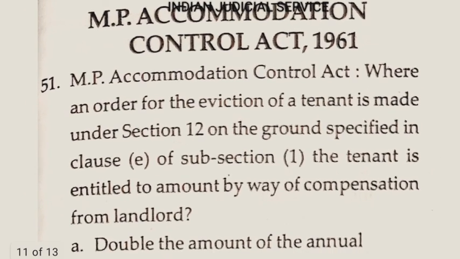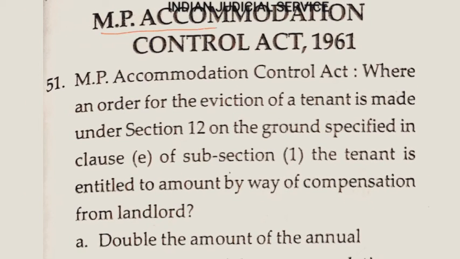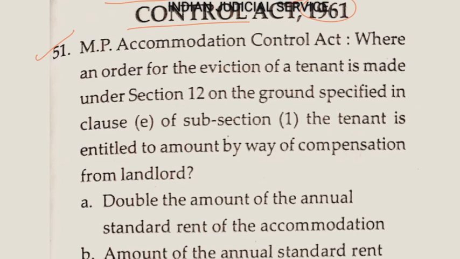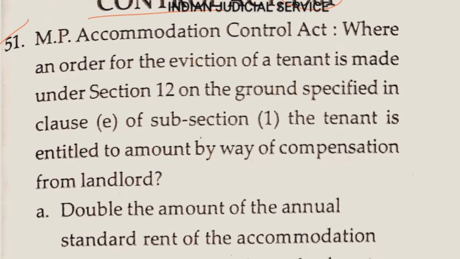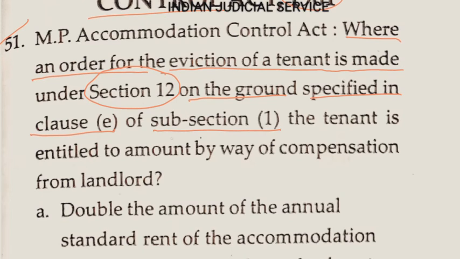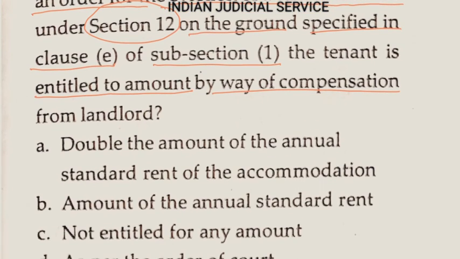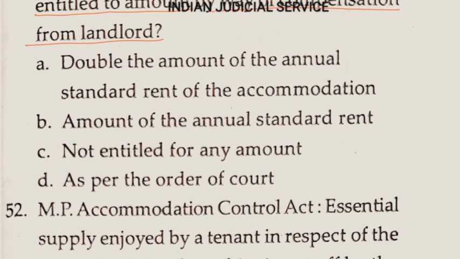Now question number 51, these questions are related to MP Accommodation Control Act 1961. So question number 51, MP Accommodation Control Act, where an order for, this is very important, eviction of a tenant is made under section 12 on the ground specified in clause E of subsection 1, the tenant is entitled to an amount by way of compensation from the landlord.